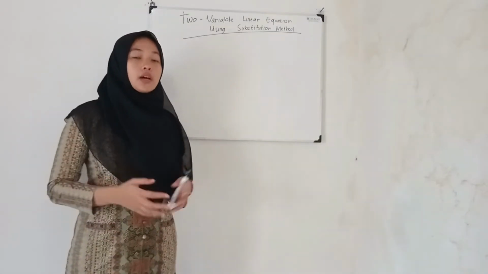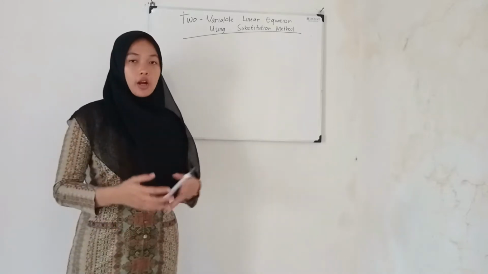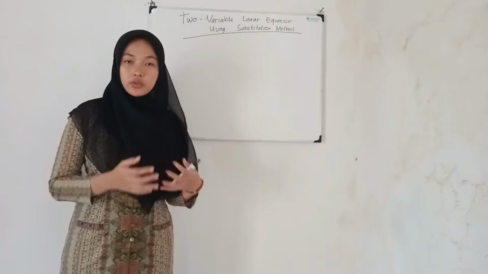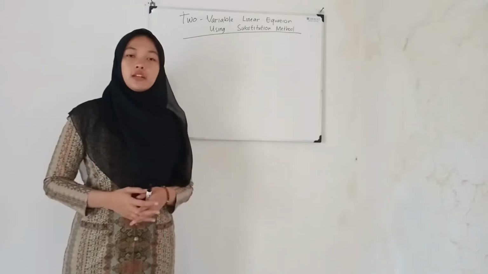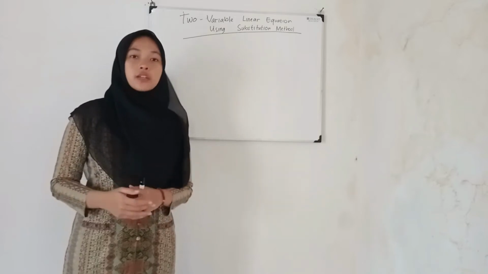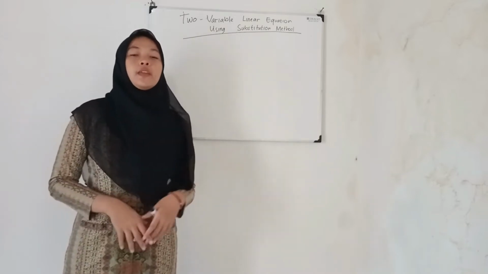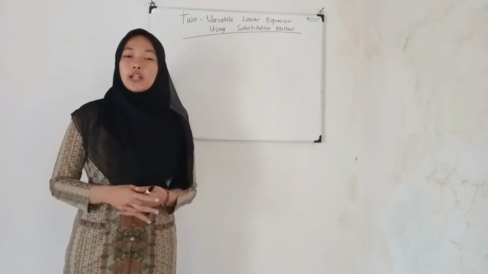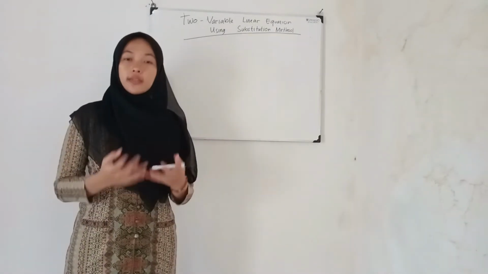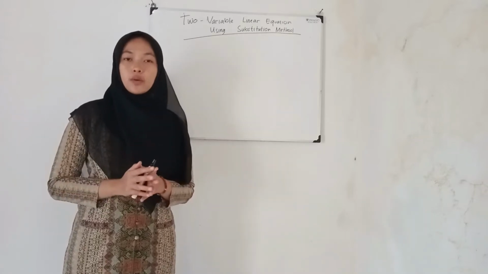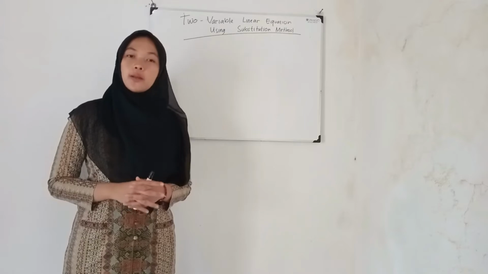Okay guys, our learning goals today are: student can describe two variable linear equation system using substitution method. Student can determine the variable linear equation system using substitution method. Student can describe the set of completion of two variable linear equation system, and student can solve the contextual problem that related to two variable linear equation system using substitution method.